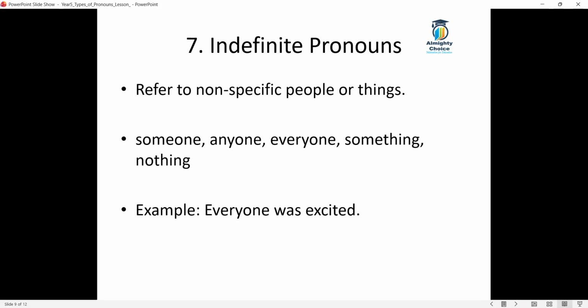Indefinite pronouns refer to non-specific people or things. These words include someone, anyone, everyone, something, and nothing. For example, everyone was excited. We don't know exactly who, just a general group. That means it refers to non-specific people.